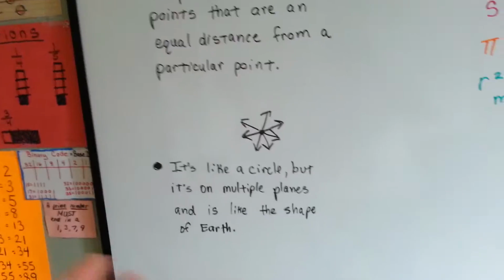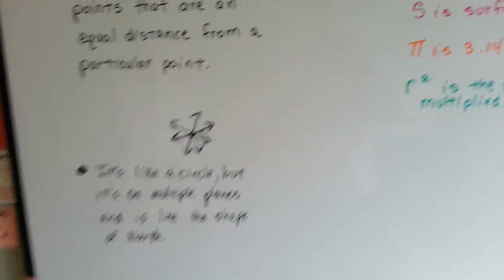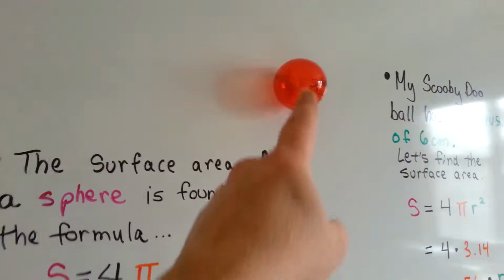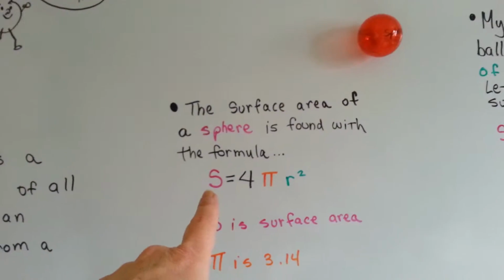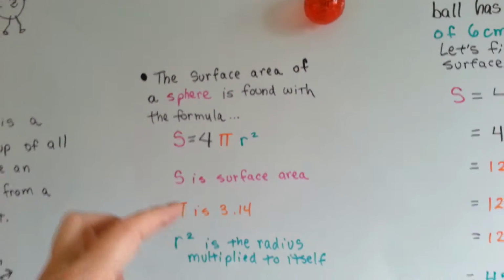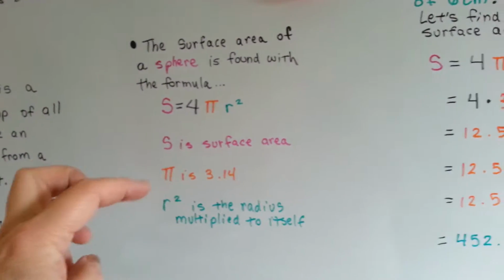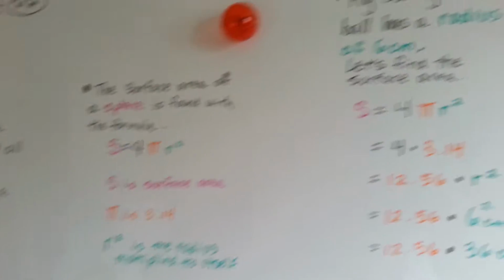Those are the points of a sphere. It's like a circle, but it's on multiple planes, and it's the shape of the Earth, okay? It's this. So if you want to find the surface area of this, you use this formula. S equals 4 pi r squared. S is the surface area, pi is 3.14, and the r squared is the radius multiplied by itself.